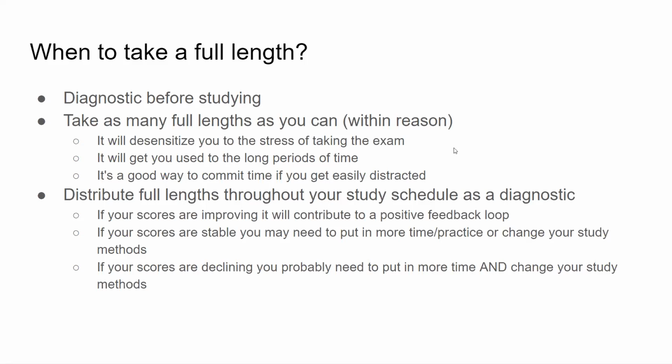So you want to distribute full lengths and you want to take a bunch of full lengths. How much? Honestly, the answer is as many as you're able to. And when I say within reason, I'm saying as long as the full length is meaningful. So for example, you wouldn't take a full length and then do a day of study and then take another full length, because where was your time to improve? What's the point of that? You're going to have two similar full lengths.